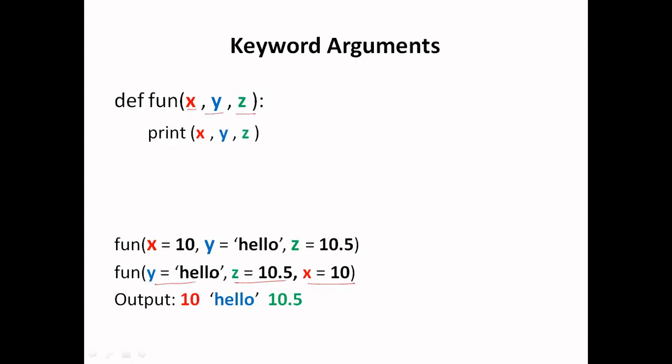If you write y equals hello first, then z, then x at the last, they will be assigned to their respective values. If I am talking about the first calling of the function, this variable x will be copied here. That means this object will refer here, and this object will refer to this parameter, and z will refer to this object. But for the second function calling, when I write y equals hello, this will go to this y, and z will go to the z part, and x will go to the x part.